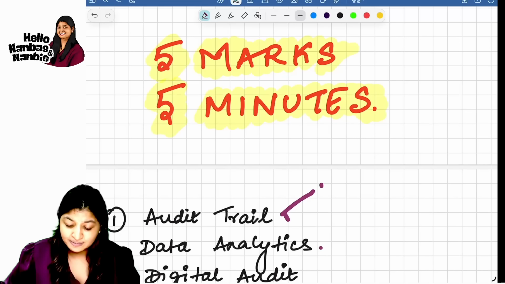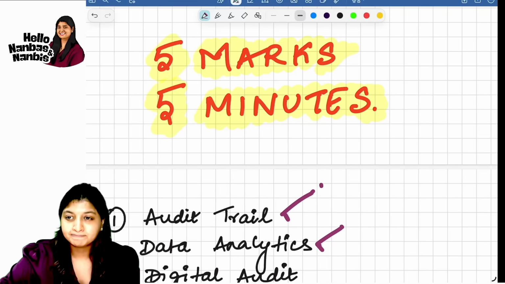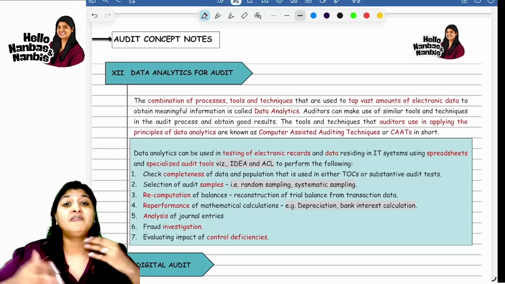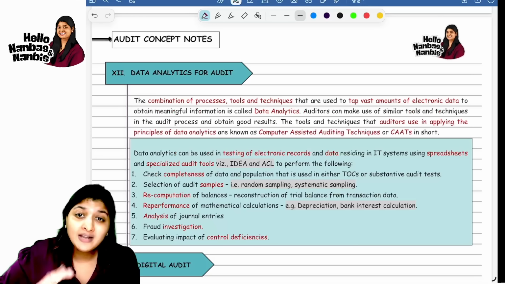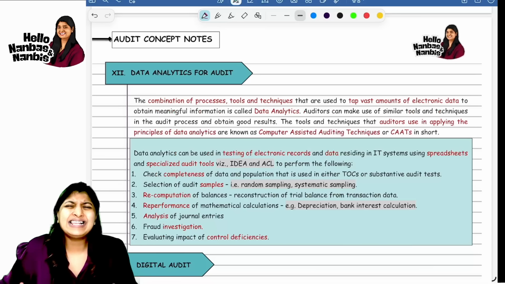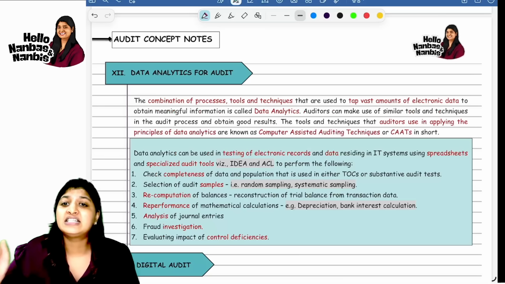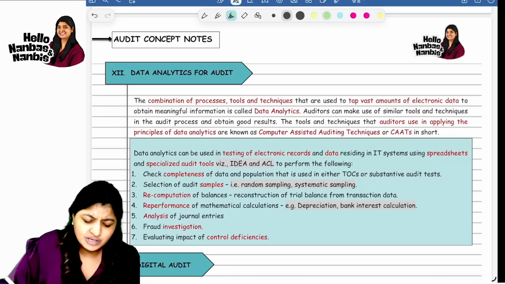The next one is with respect to data analytics. So data analytics is basically when you go and do audit of large companies, you have to process large volume of data, and for that you will be using computers. Nowadays AI is there, but previously they used to use something called as CAT, computer assisted audit technique. See the keywords one by one here.